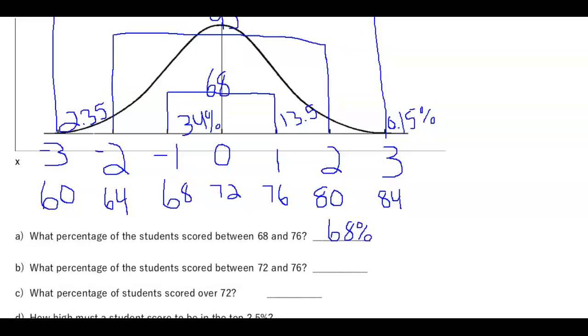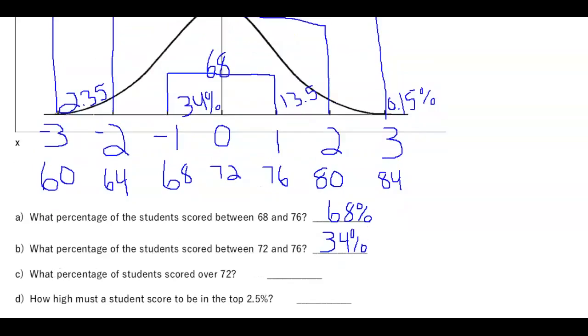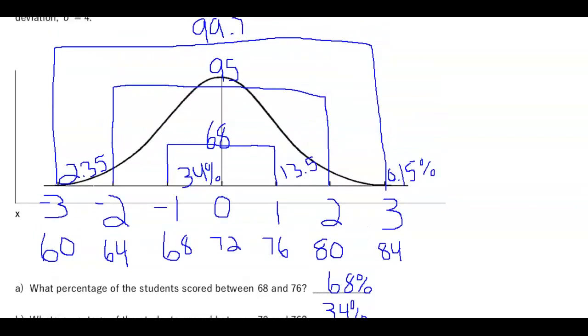If we had something like, what percentage of students scored between 72 and 76? We know it's only from 0 to 1 standard deviation. We could do 68 divided by 2, but we already know that from 0 to negative 1 or 0 to positive 1 is 34%. So our answer would be 34%. Our next question is, what percentage of students scored over 72? Let's remember that our chart's out of 100, and our 0, which is 72, is right in the middle. So everything 72 and above would be 50%.